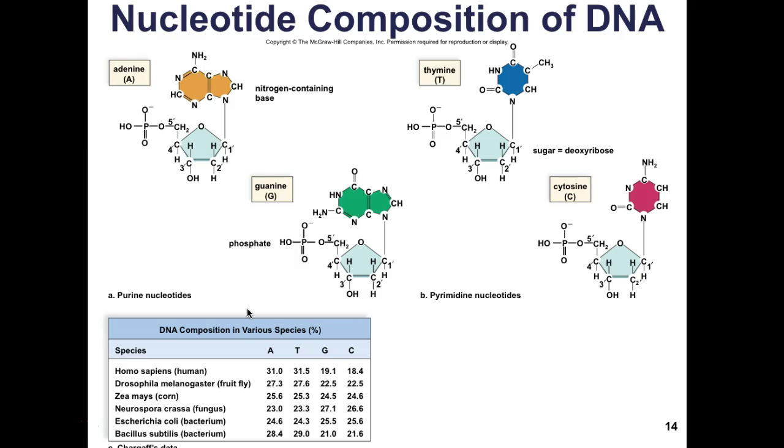If you look at it, here you can see the DNA composition of various species. Humans at the top, Drosophila melanogaster, corn, fungus, and 2 strains of bacteria, Escherichia coli and Bacillus subtilis. Now, you could see the structure of the nucleotide bases there as well. The structure of each individual base is beyond the scope of the AP exam, but just to give you an idea of what they would look like, you could see it in the diagram there. Those that are purines and those that are pyrimidines.